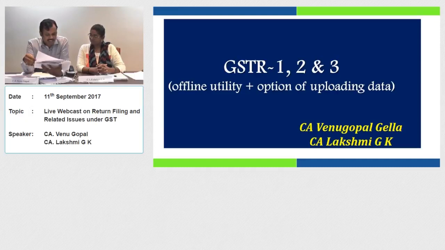Heath, what is the difference between nil rated and zero rated, which we have explained? 140 subsection 5 credit to be shown under which column of table 11? This is a transition reporting. It is not under GSTR2.